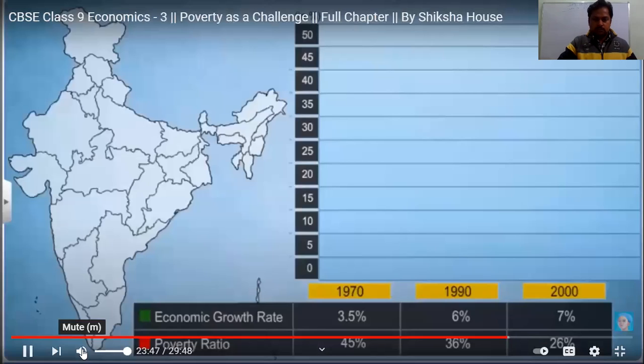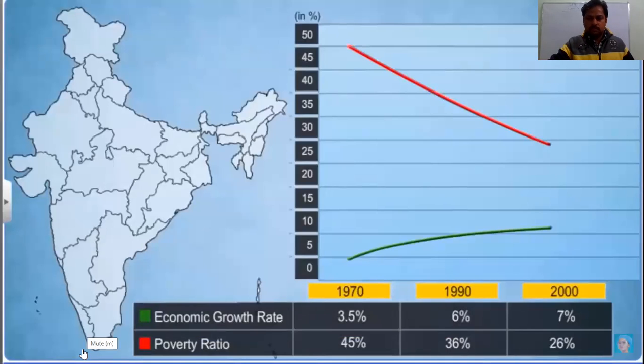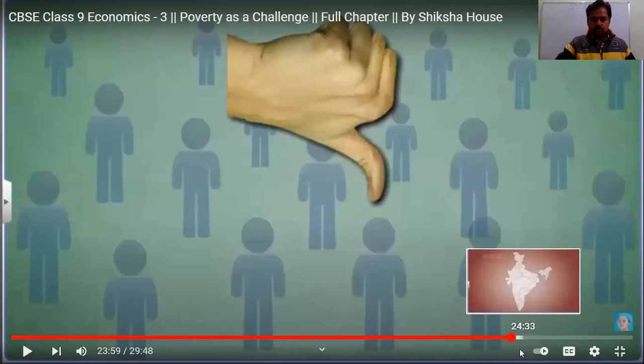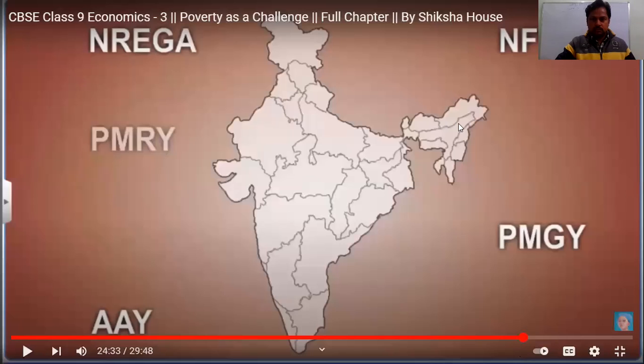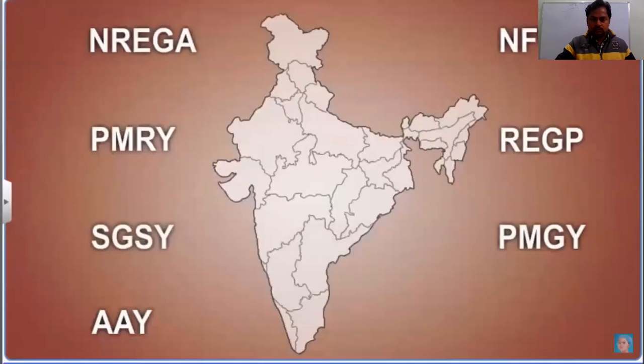This graph clearly shows the link between the increase in the growth rate of the economy and the decrease in the poverty ratio in India. However, let us learn more about some of them aimed at reducing rural poverty.